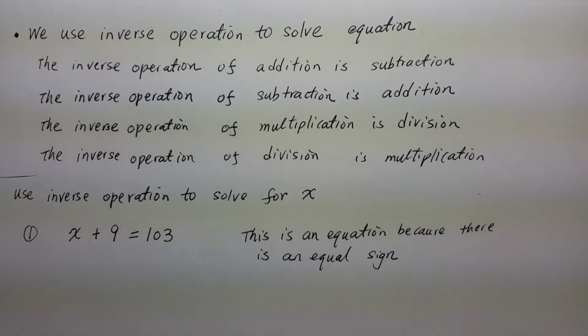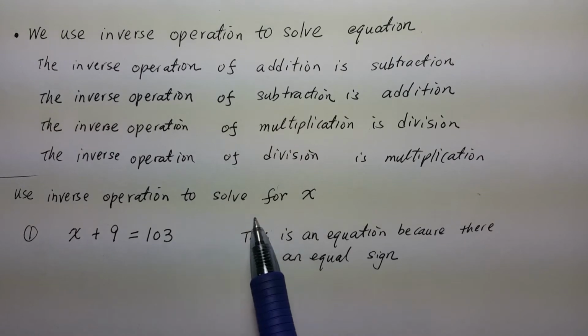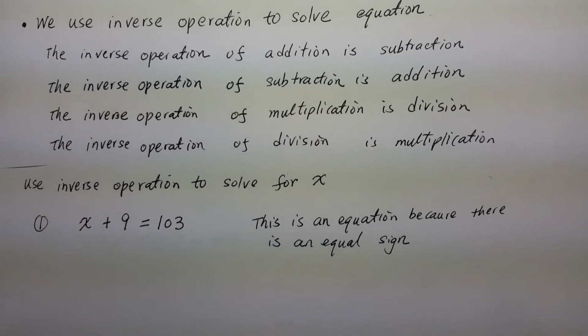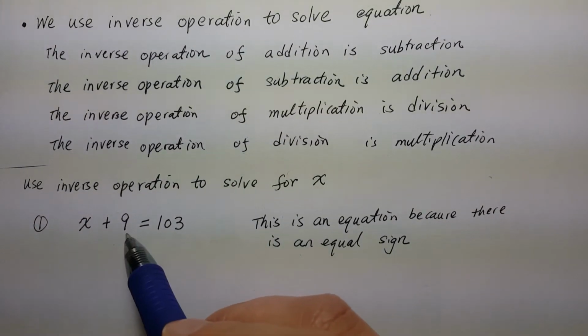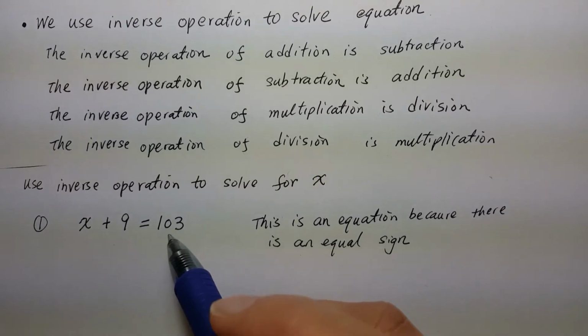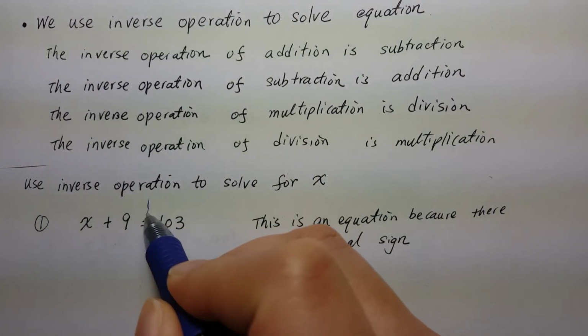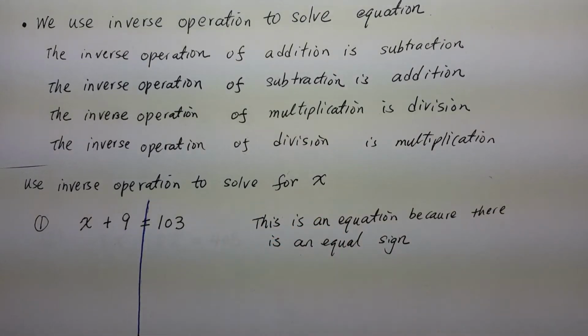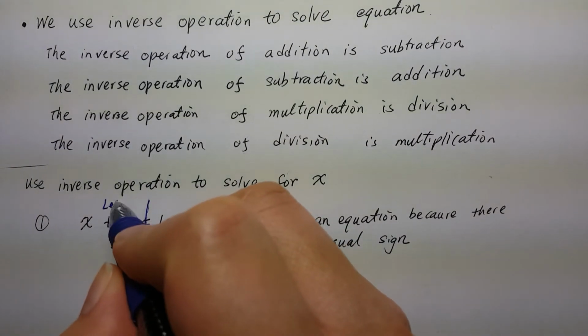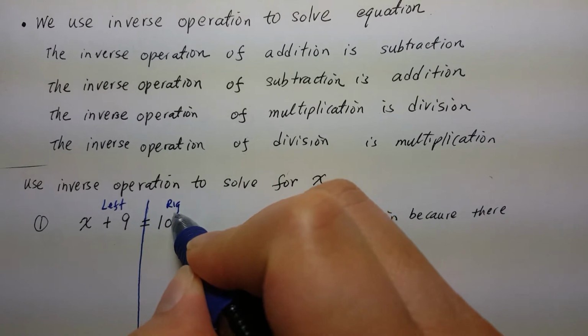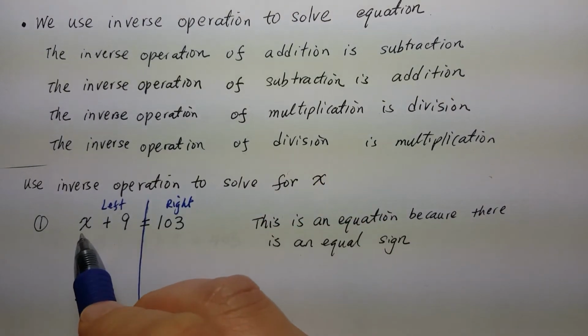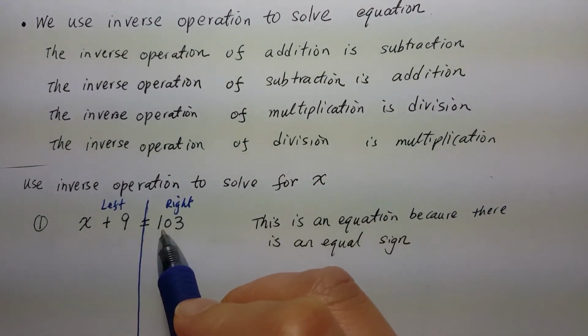We're going to practice how to use inverse operation to solve for x. Let's take a look at number 1. X plus 9 equal to 103. So the equal sign divide the equation into two parts. So we have the left and the right. The left we have x plus 9 and the right is 103.